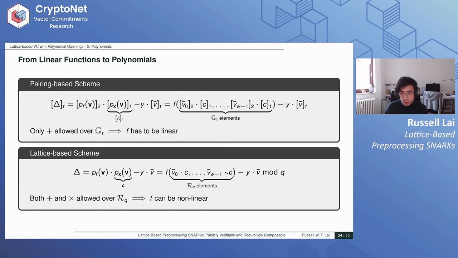However, when we perform the translation to the lattice setting, these target group elements become elements over the ring R_q, where we can perform both addition and multiplication. And therefore, nothing stops us from evaluating a higher degree polynomial over these ring elements. And in particular, we can evaluate multivariate polynomials, quadratic polynomials, for example.